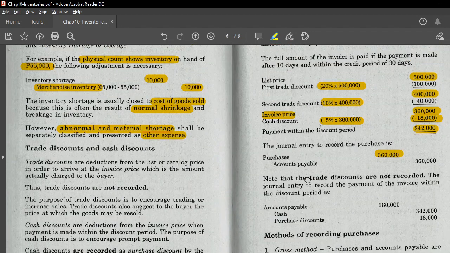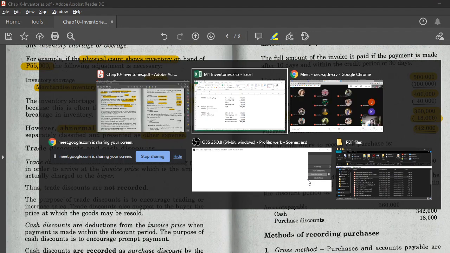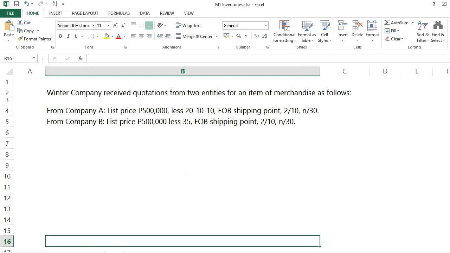So I have a strategy here. So atong i-apply sa ato ang next na problem about Winter Company. Winter Company received quotations for two entities. So you have their company A and B, and we are required to compute for the invoice price and the amount to be paid. So dalawa pala. So let's start with A.